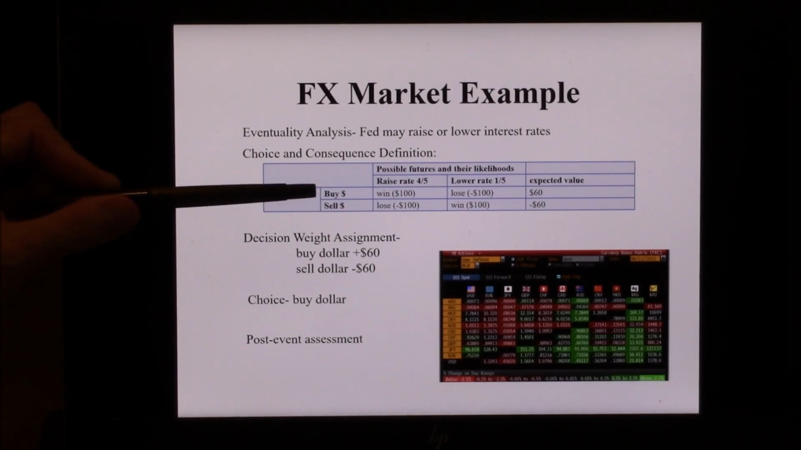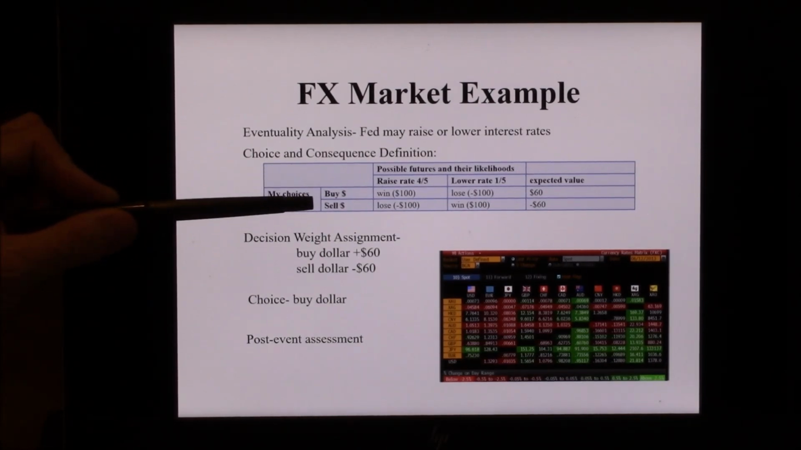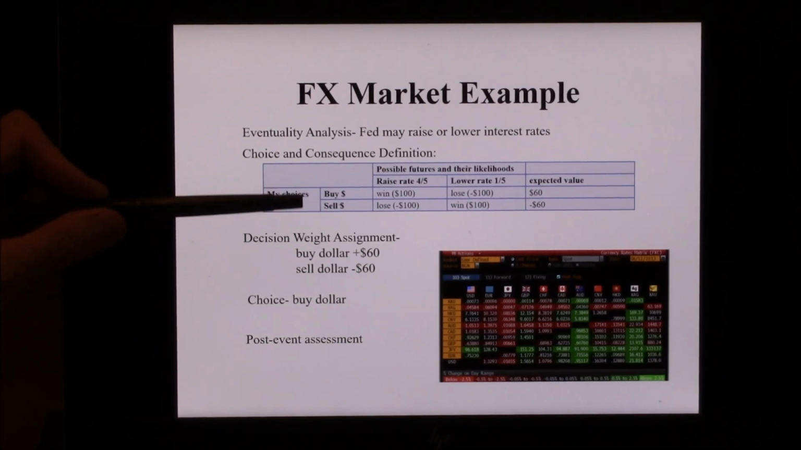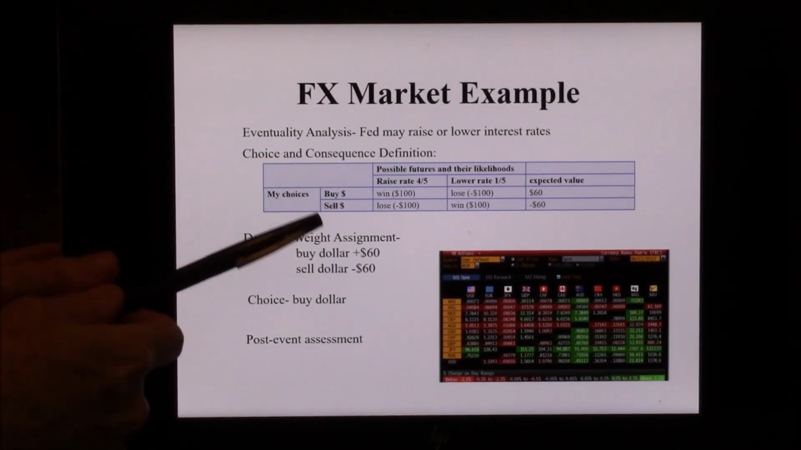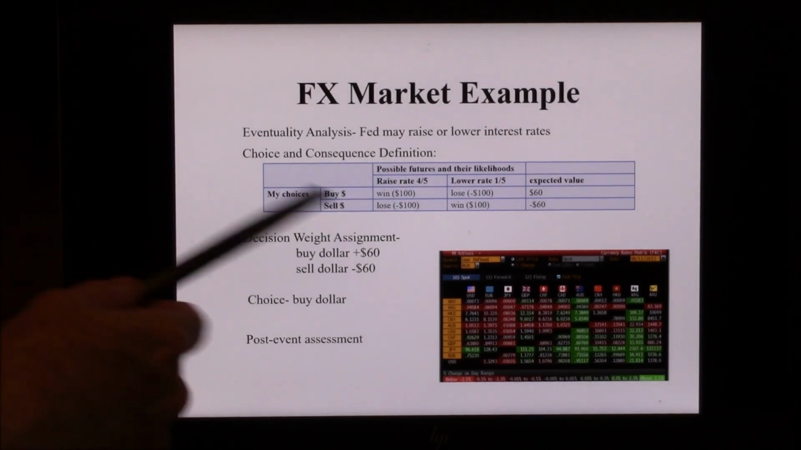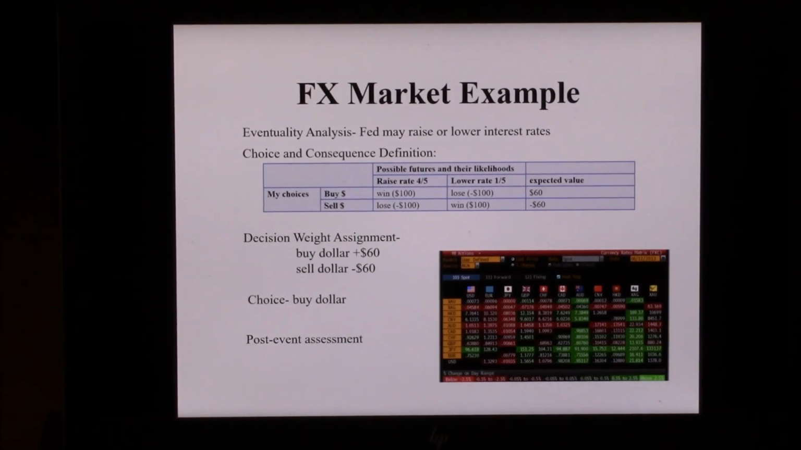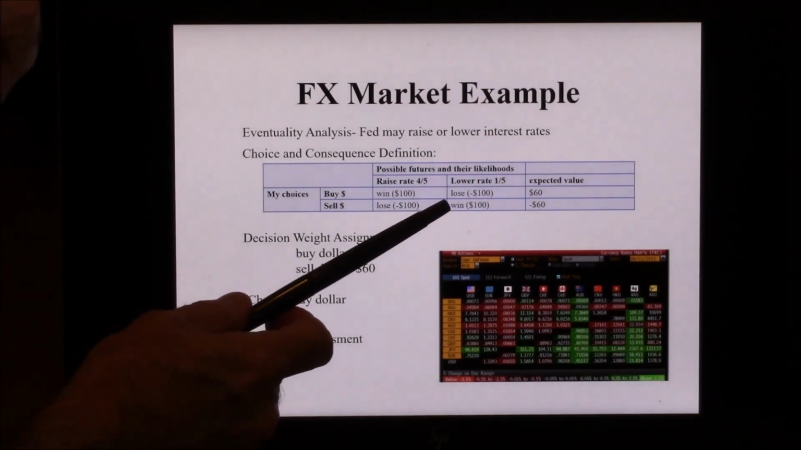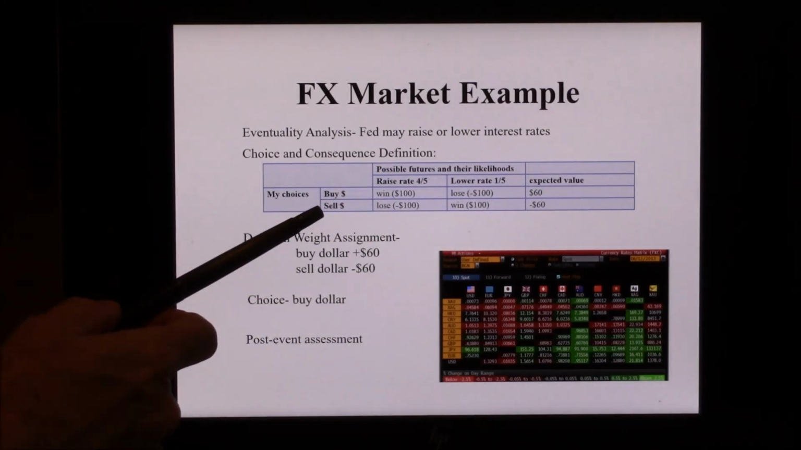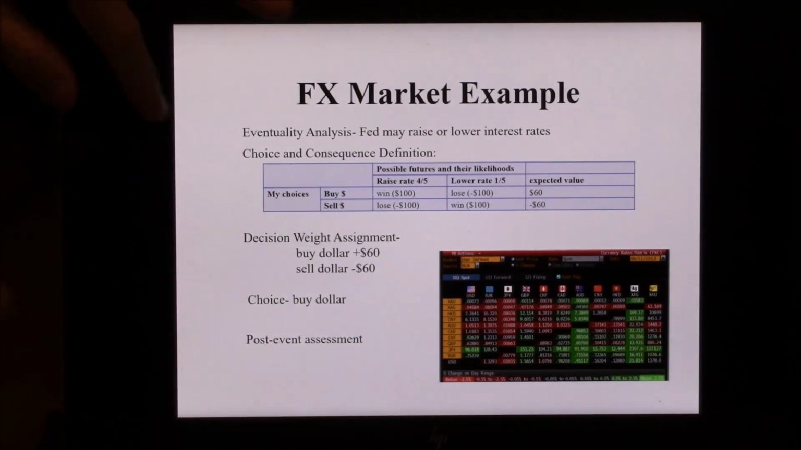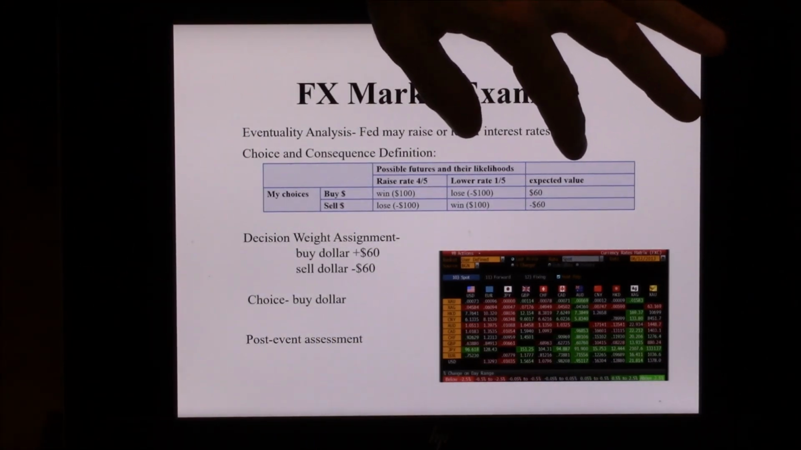Well, my choices are to buy dollars or sell dollars. Obviously it's more complicated than this, but buy dollars or sell dollars. If I buy dollars, given the amount of dollars I'm going to buy, and the Fed does raise interest rates, I'm going to win $100 because I bought the currency that's going to appreciate. And if I sell, I'm going to lose $100. Again, we're going to have to assume the amount of the appreciation or depreciation relative to how much currency you've bought. But if they lower the interest rate, I'll lose 100 if I buy dollars, and I'll win 100 if I sell dollars. So, multiplying those likelihoods across again here, what do we end up with?